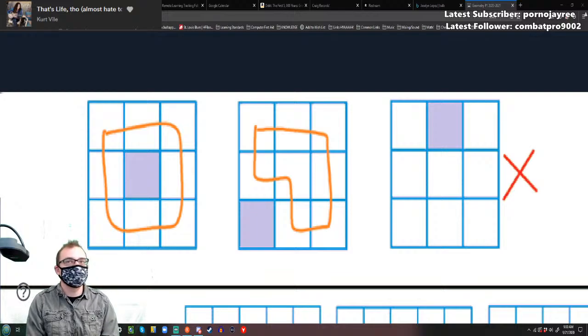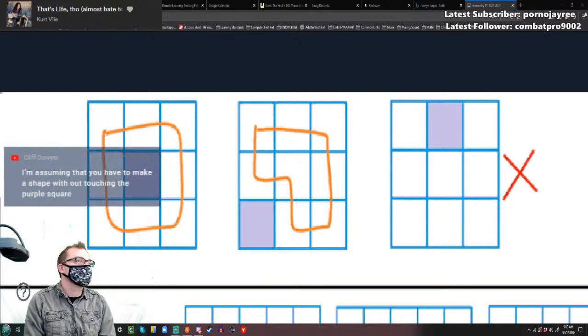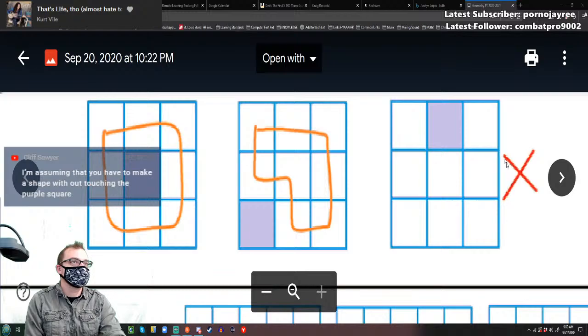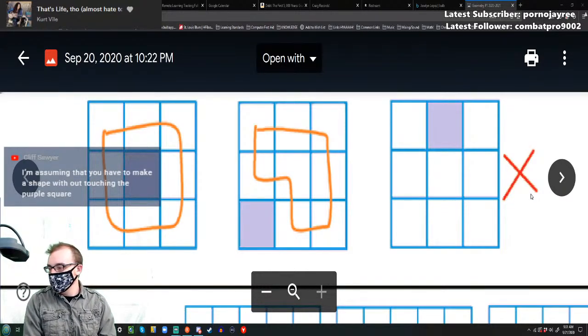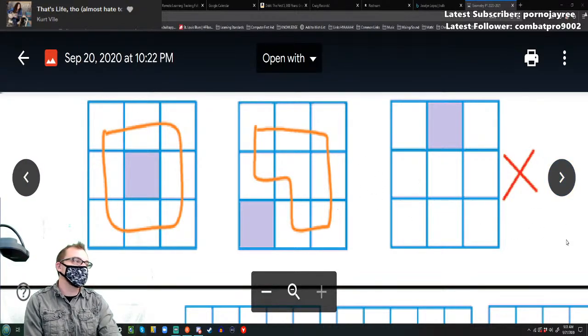Okay. You're not allowed to touch purple. What else? What do you think this X means? Ooh, can't go out of the box. Okay. I like that. Anybody else have any other ideas? Yeah. Ooh, we gotta have a loop, right? Cool. Cliff says, I'm assuming that you have to make a shape without touching the purple square. Yeah, you gotta make a loop without touching the purple square. And what else? Do you just make any shape? What do you notice? All the white boxes. You gotta go through all the white boxes once, looks like, right? Can't go outside the box.